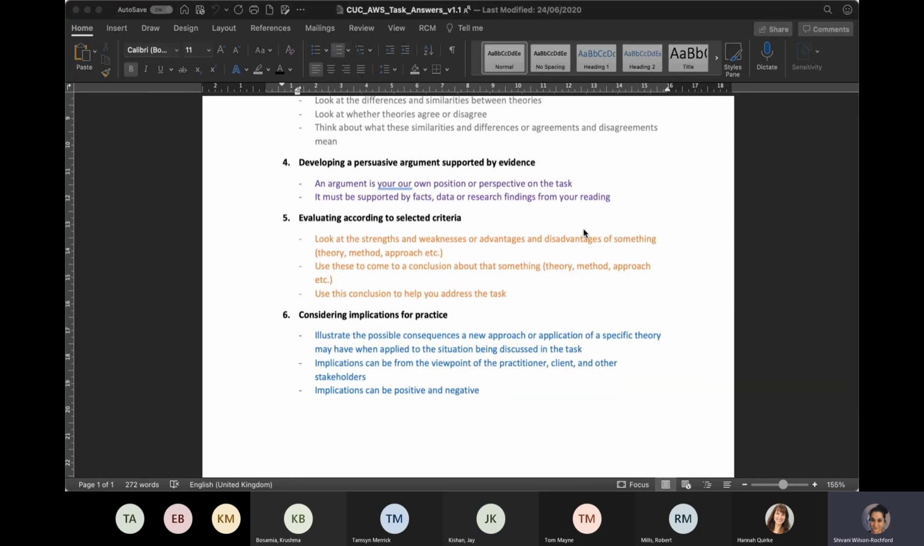Implications of practice. Who was that? Me, Jay. Hi, Jay. So Jay, why do you say 6? In what way do you think? I think obviously because we're making recommendations on how they can achieve their objectives. So obviously you're then going to consider the implications. Yeah, great stuff. Anything else?